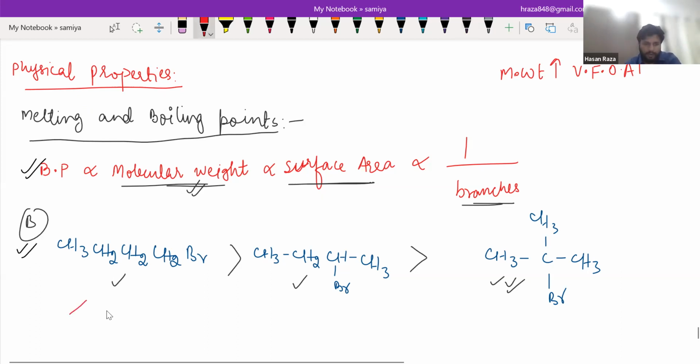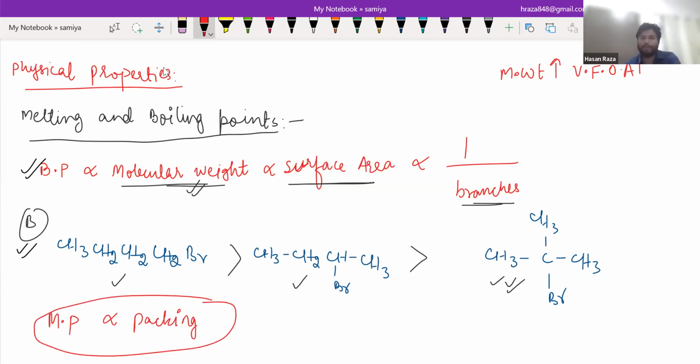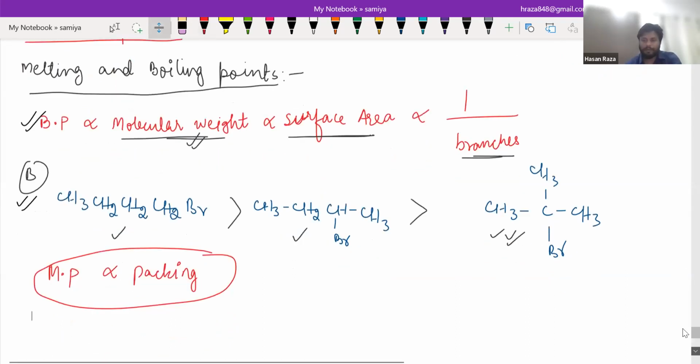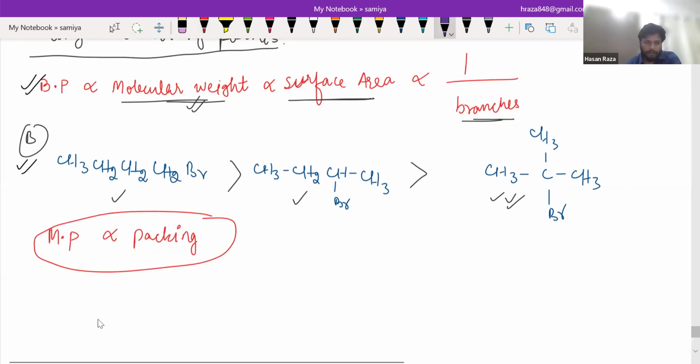Now I am going to give you a question. Before that, I'm going to explain melting point. So see, melting point basically depends upon packing. If the packing of particles or molecules is very tight, it is very hard to melt those particles or molecules. So basically melting point depends on packing. So I'm going to give you a question.